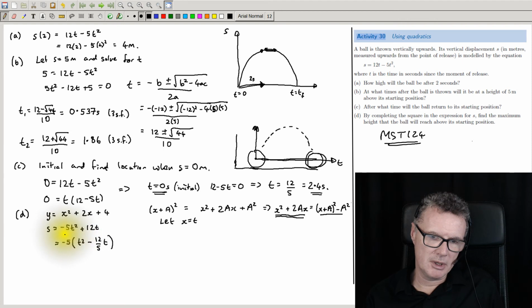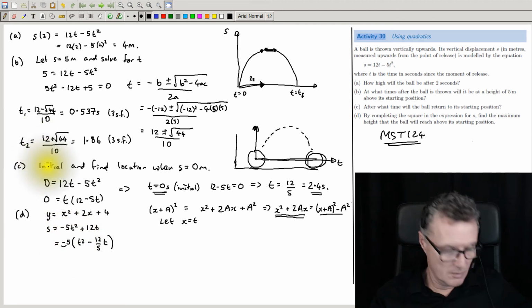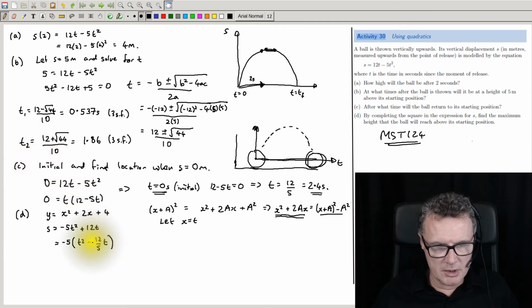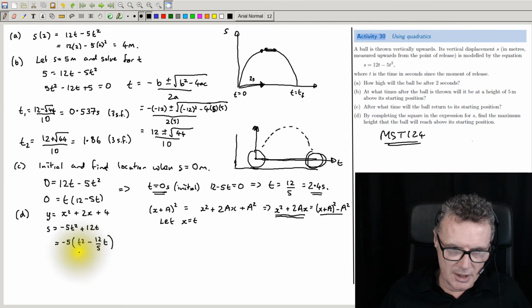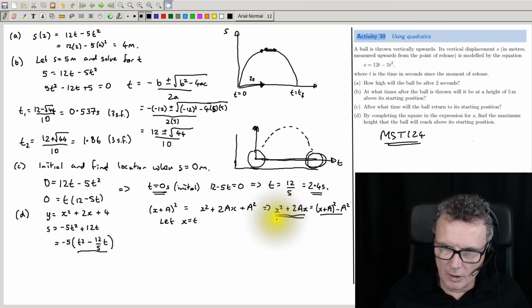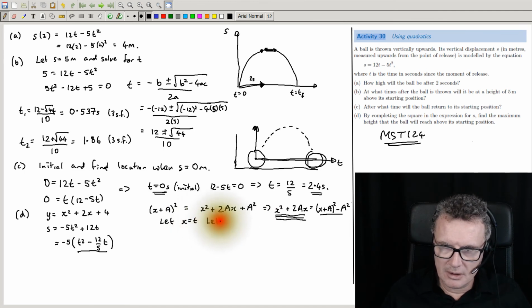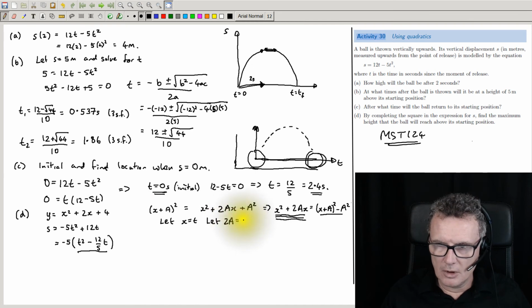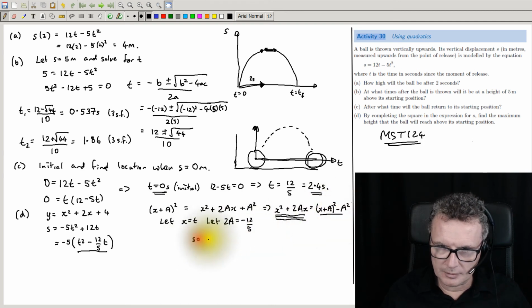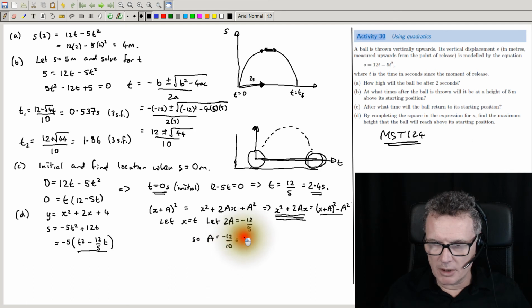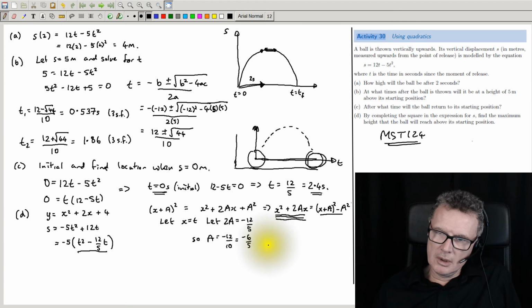We just check that by multiplying out the bracket and seeing if we get our previous result. So minus 5 times t squared equals that, yeah? Minus 5 times minus 12 divided by 5 will end up as plus 12 because the minuses cancel. Okay, so this is now looking a lot more like this. So we've got to say next that let 2a equal minus 12 over 5. So let's work out a: a equals minus 12 over 10, which becomes minus 6 over 5.